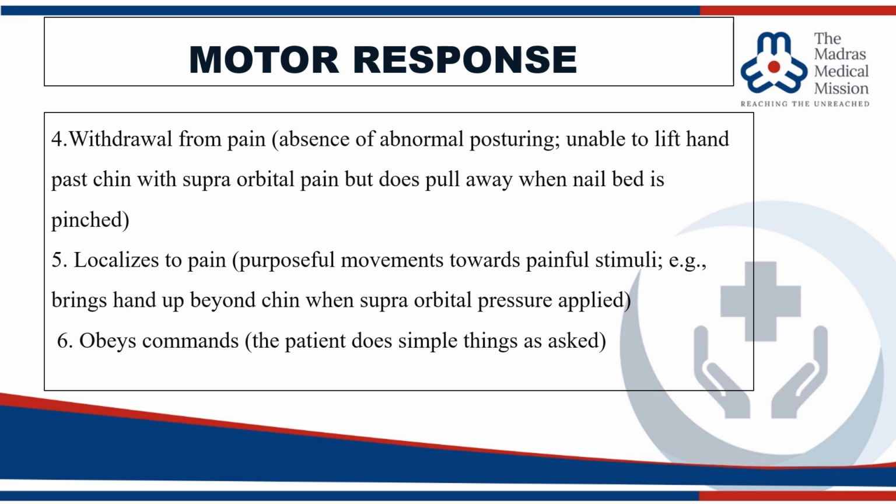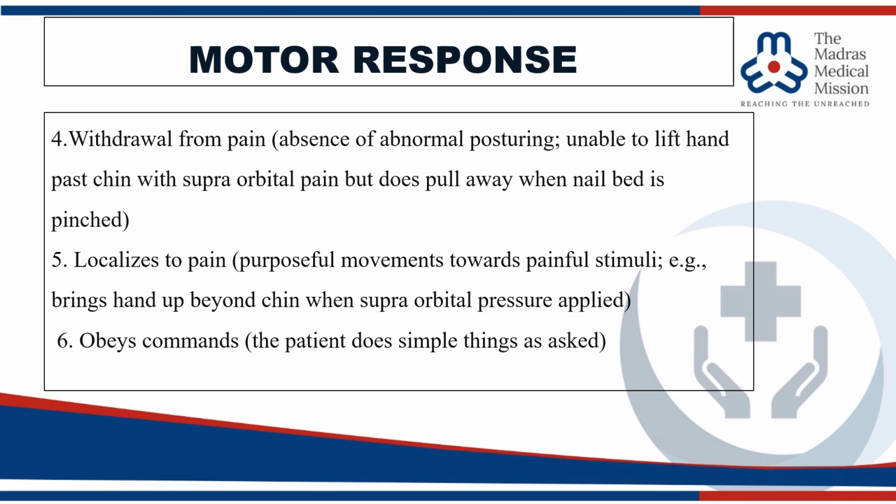Score 4 will be given to withdrawal from pain, that is, absence of abnormal posturing, but the patient is unable to lift the hand past the chin with supraorbital pain, but does pull away when the nail bed is pinched. And the fifth score will be given to localizes to pain. That is, purposeful movement towards painful stimuli will be there. For example, bringing the hand up beyond the chin when supraorbital pressure is applied.